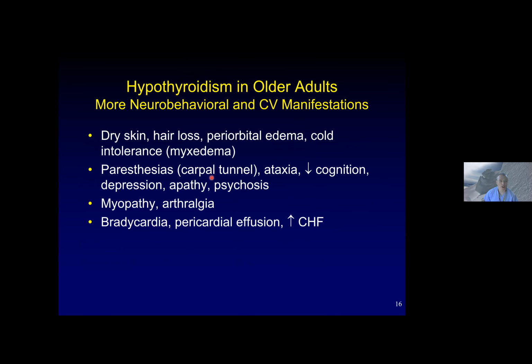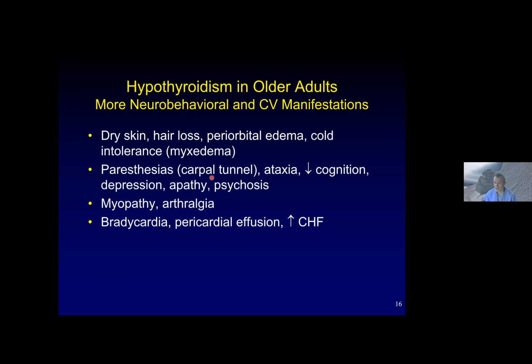So what about the older adults? Well, we can see the dry skin, hair loss, periorbital edema, and the cold intolerance. And sometimes when those are pretty severe, we have to be worried about severe hypothyroidism or myxedema. Paresthesia, sometimes presenting with carpal tunnel, can be seen. Ataxia, again, decreasing cognition, depression, apathy, and even sometimes psychosis can be a symptom of hypothyroidism in older adults.